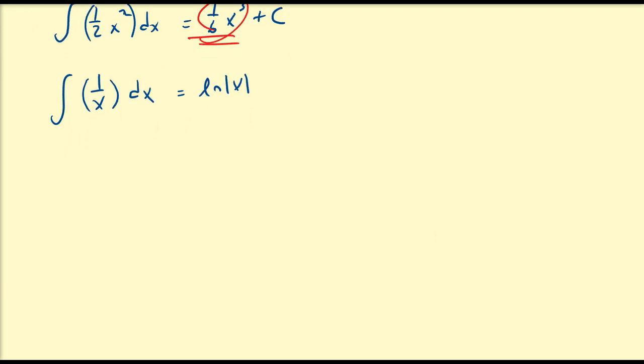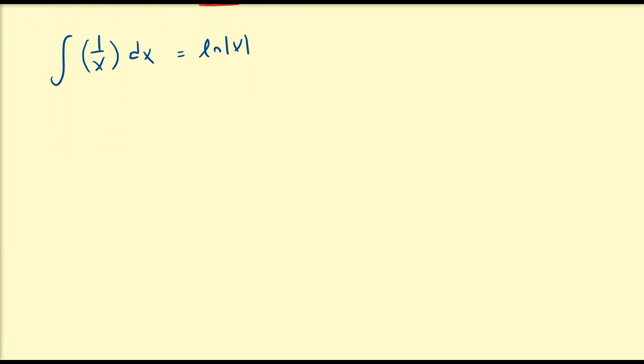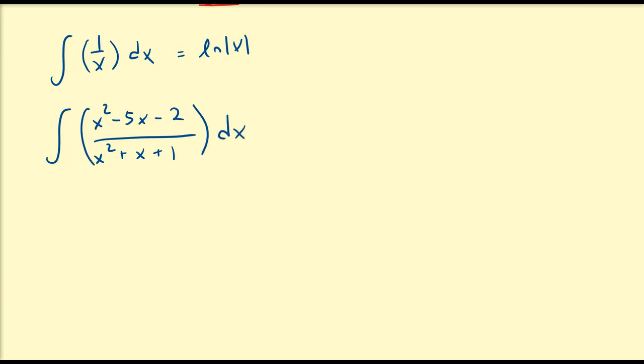As you start to make things a little bit more complex, you get to problems such as the integral of x squared minus 5x minus 2 all over x squared plus x plus 1. This you may not be able to recognize quickly to be the derivative of something. So the question then becomes, can you find the answer?